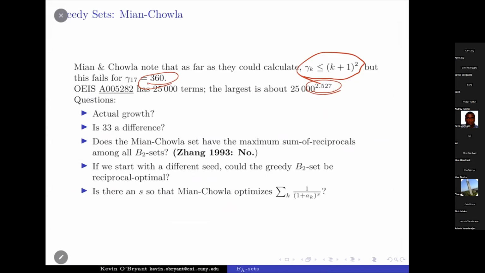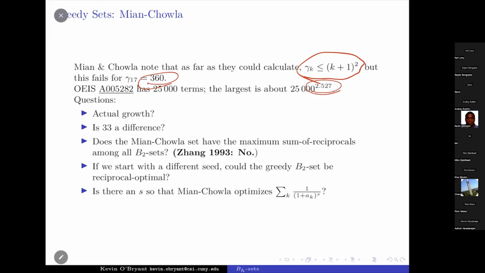Is 33 ever a difference? It's not a difference among the first 25,000 terms, but maybe it comes up later. Not sure. 1 through 32 does appear somewhere in there. One way to measure the size of a set is looking at the sum of reciprocals, and it's known to not maximize that, but the proof here is not really an explanatory proof. It's just, hey, look, here's a better example that gets the sum of those reciprocals even smaller.